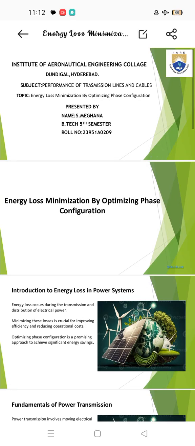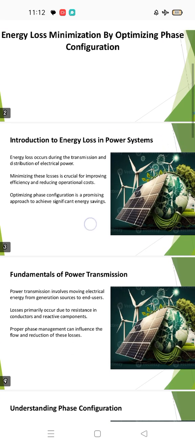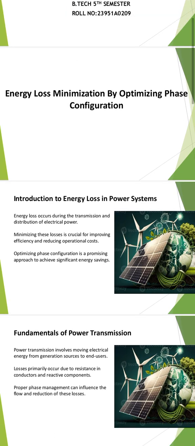Introduction of this topic: energy loss minimization by optimizing phase configuration. Introduction to energy loss in power systems. Energy loss occurs during the transmission and distribution of electric power. Minimizing these losses is crucial for improving efficiency and reducing operational costs. Optimizing phase configuration is a promising approach to achieve significant energy savings.